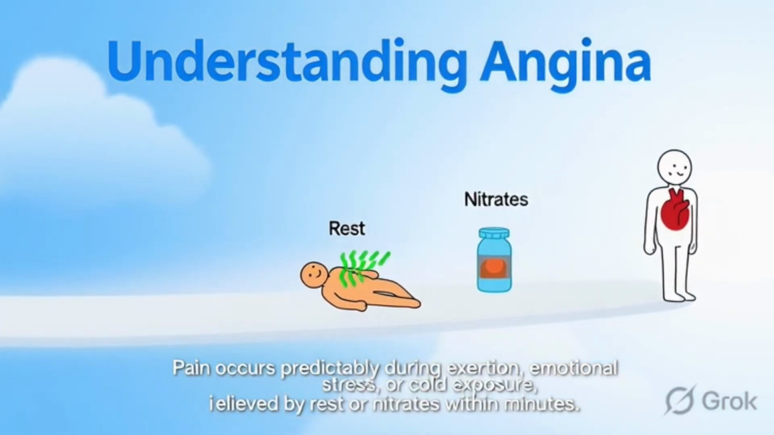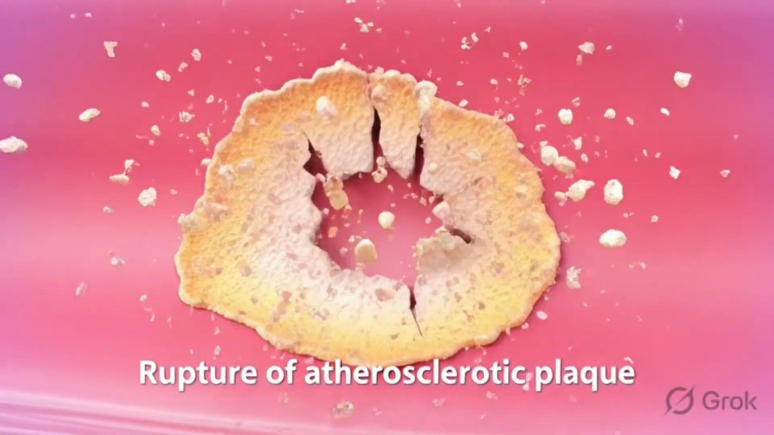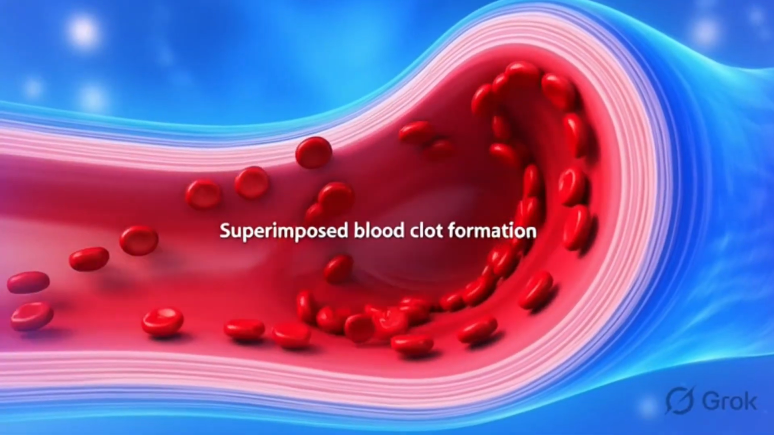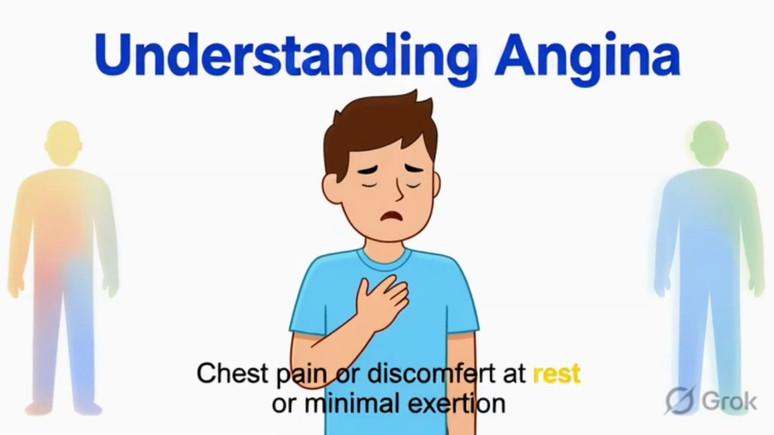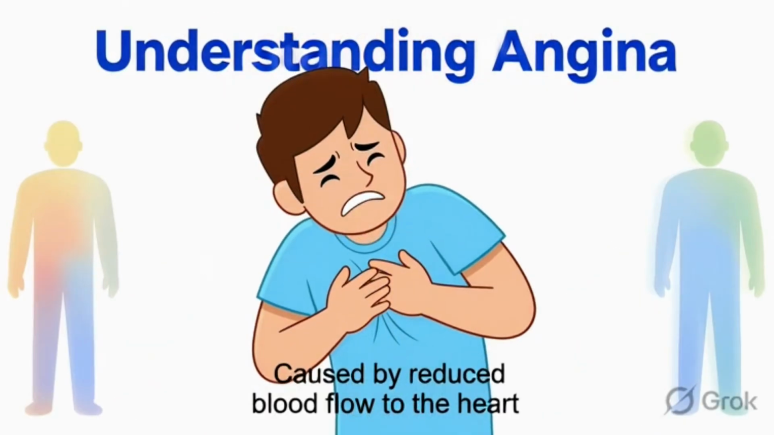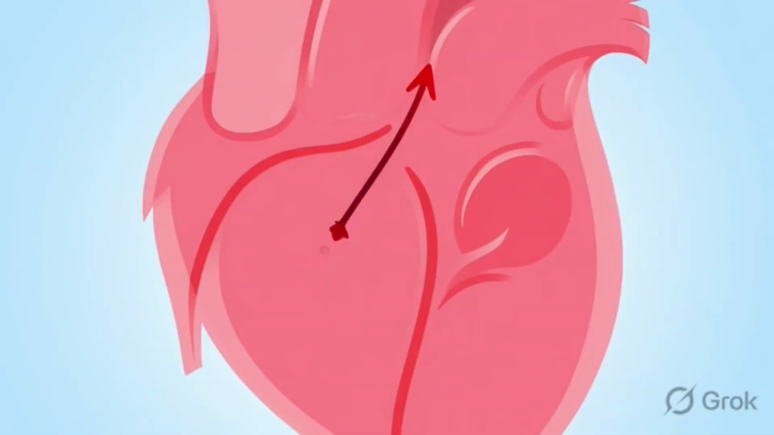Number 2, unstable angina. This results from rupture of an atherosclerotic plaque with a superimposed blood clot. It occurs at rest or with minimal exertion, with increasing frequency, duration, and severity. This is considered a medical emergency and falls under acute coronary syndrome.